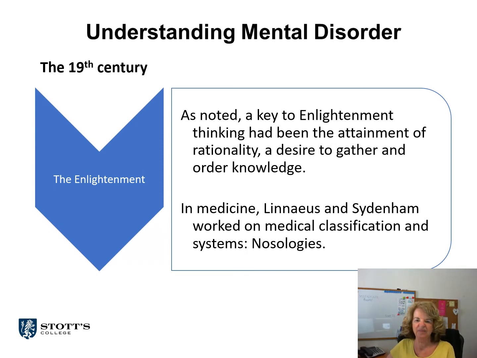It was also noted that during that Enlightenment time, the thinking was the attainment of rationality, which was a desire to gather and order knowledge. So rather than just coming up with some simple idea around not understanding what was taking place, there was the beginning of the realization that this isn't right. What can we do about it? Where is it coming from? And what does it actually look like? So it became more of a medical issue.